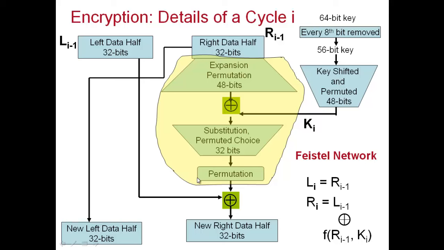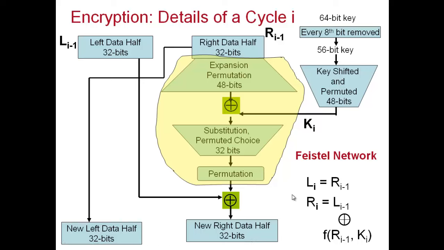So what comes out after this is a 32-bit quantity. I can do an XOR of that 32-bit quantity with this left data half, Li minus 1. So you're looking at cycle i. You do an XOR of these 32 bits with what comes out of the Feistel network, and the XOR operation also gives back a 32-bit quantity, which is now your right data half that comes out of cycle i.